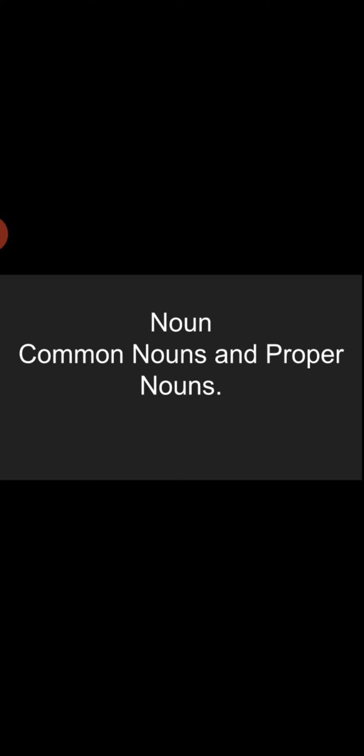Then the next one is proper noun. A proper noun refers to a specific person, place, object, etc. For example, Hyderabad, Telangana, Radhika, Sachin Tendulkar. So this is the difference between a common noun and a proper noun. So what is a proper noun? It refers to a specific person, indicating their name.